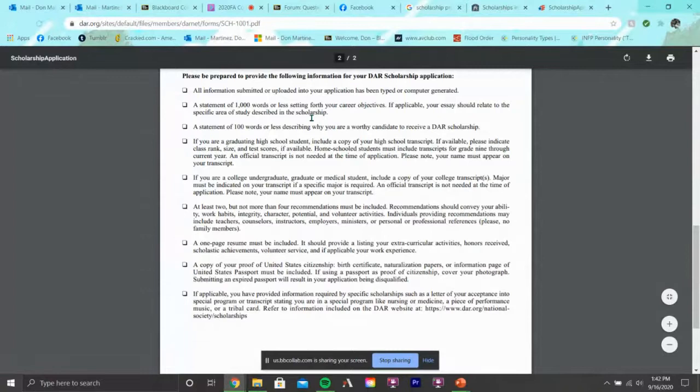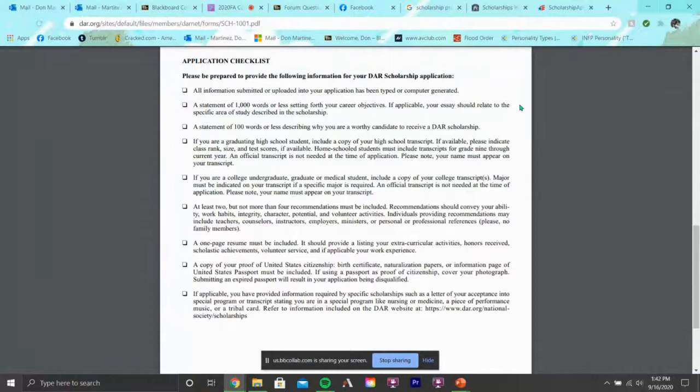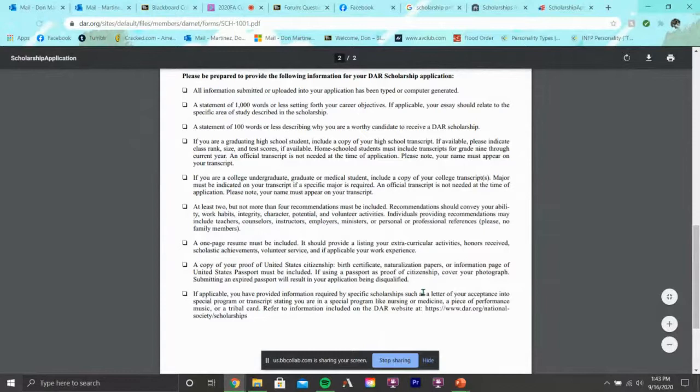So for the Daughters of the American Revolution Nursing Scholarships, they want you to first present a statement of 1,000 words or less setting forth your career objectives. If applicable, your essay should relate to the specific area of study described in the scholarship. Okay, this is probably going to be your best opportunity to do analysis. So in this case, you'd want to analyze the particular specialty you want to go into. Okay, and then a statement of 100 words or less describing why you're a worthy candidate to receive a DAR scholarship. Okay, that one's not so much aimed toward analysis, but that first one is.